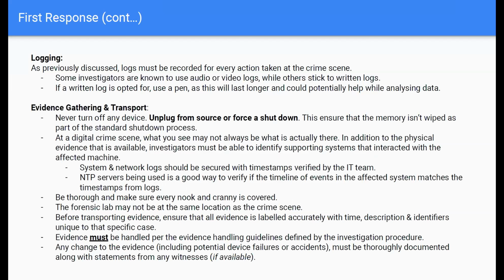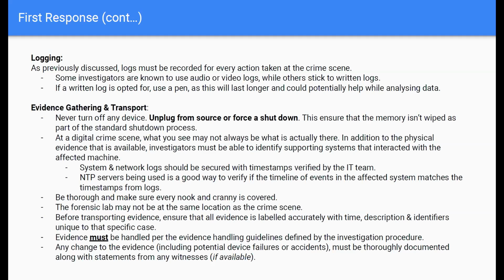Finally, evidence gathering and transport. This is one of the first points that was taught to us when we started doing forensics: never turn off any device. And when I say that, I mean, don't go through the standard click the start menu, click on power off, click on shutdown, and then wait for the system to shut down. Because if you do that, one, you're providing inputs to the system, which means the data is constantly being changed or updated. But also, the system will start clearing out the memory. And once it shuts down, the memory is wiped.